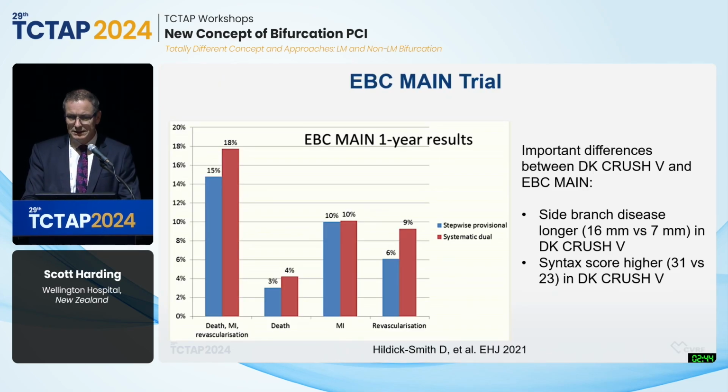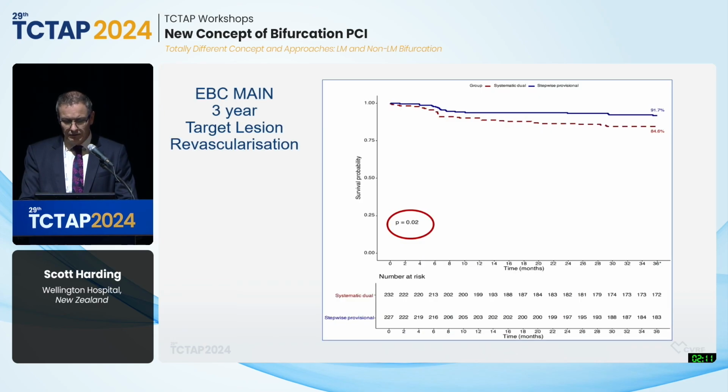Of course, we do have the EBC main data where randomized patients with left main disease to provisional, stepwise provisional or a systematic dual two-stent strategy, which showed non-inferiority at 1 year for the provisional approach. Importantly, the disease in EBC main was less complex than it was in DK crush 5. So significantly longer side branch disease in DK crush 5 and significantly higher syntax scores in DK crush 5.